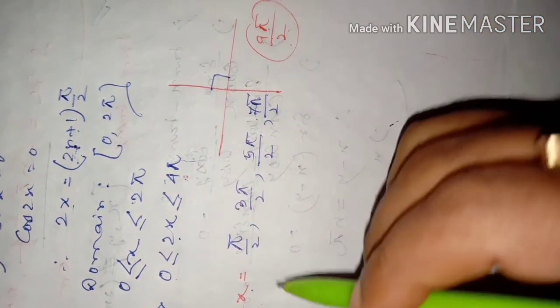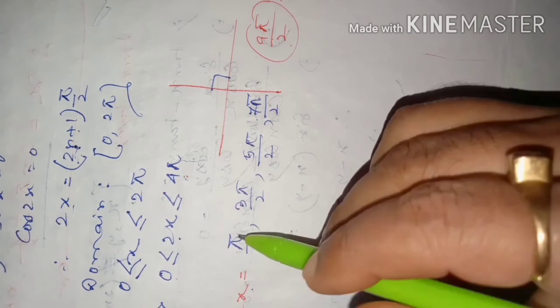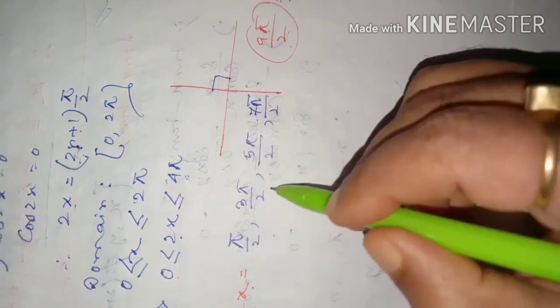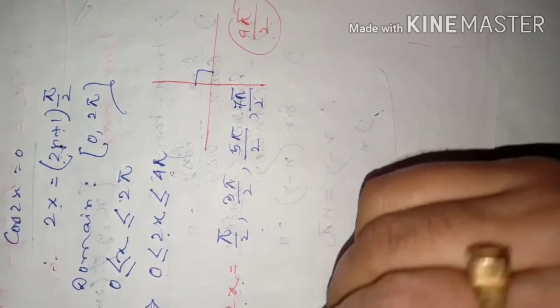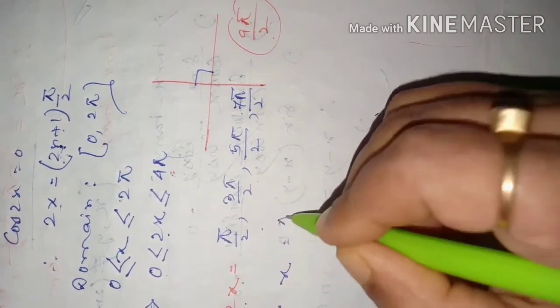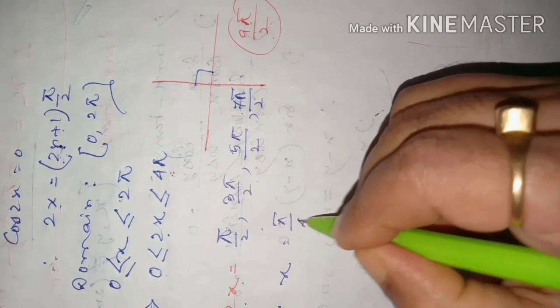Values of x will be from 2x equal to pi by 2, 3 pi by 2, 5 pi by 2, 7 pi by 2. From here only we have to take the values of x. So x will be equal to, since 2 comes here, pi by 4.